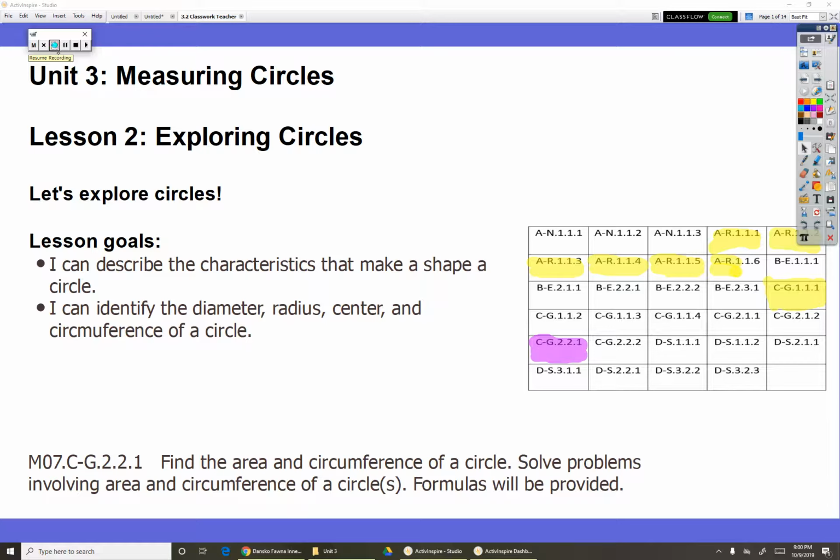Today is our second lesson in our Measuring Circles unit, and it is actually the first lesson where we look at circles. So this lesson is called Exploring Circles. We're on a new standard, which says we're going to be finding the area and circumference of a circle. That we're not going to do today, but this leads up to that standard, so I've chosen to highlight that standard. So we'll be exploring circles and what makes a circle today.